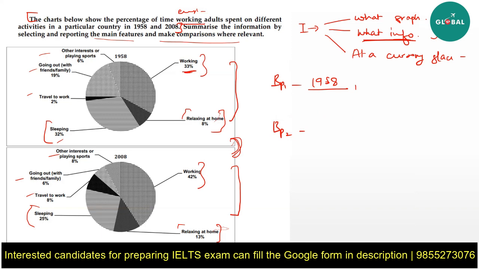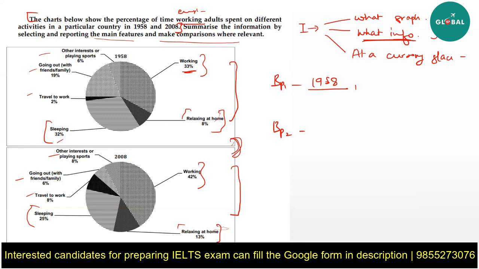You don't actually have to say everything directly, that, okay, 33% of the time was spent on working, 32% of the time was spent on sleeping, 8% of the time was spent on relaxing at home. Don't do that. You're repeating the same sentence structure over and over again. That should be avoided. Okay, so present your information in a smart way.